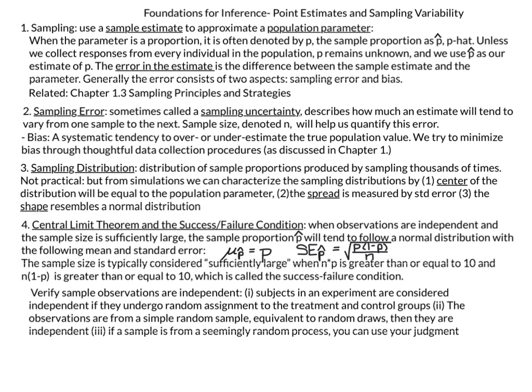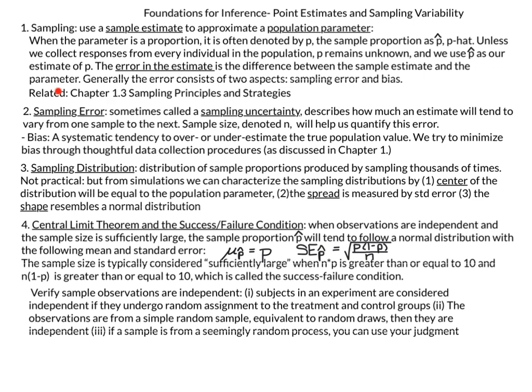And unless we collect responses from every individual in the population, p will remain unknown, but we will use our sample p hat as our estimate of p. The error in the estimate is the difference between the sample estimate and the parameter, and generally the error consists of two aspects, sampling error and bias.